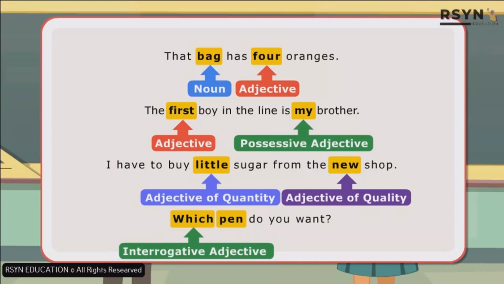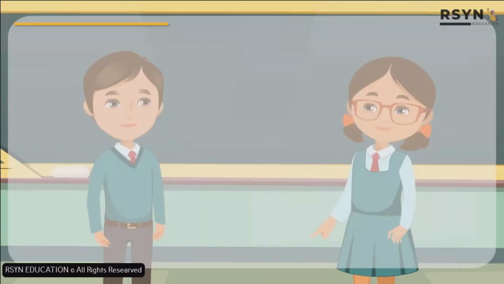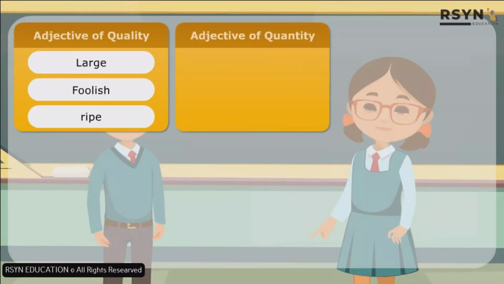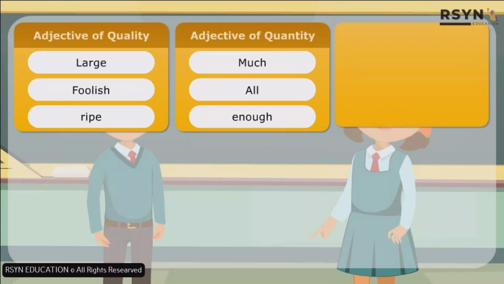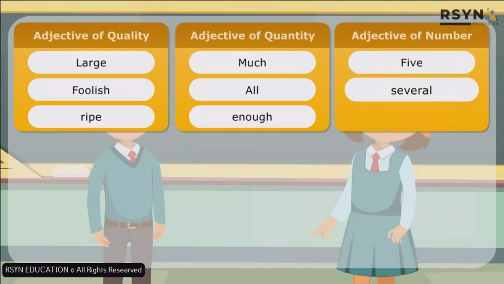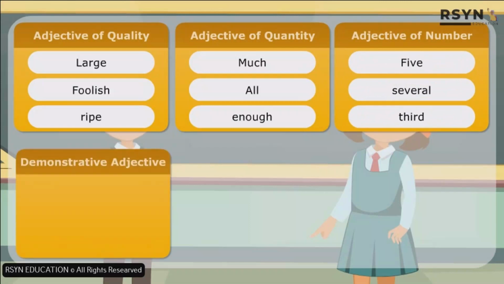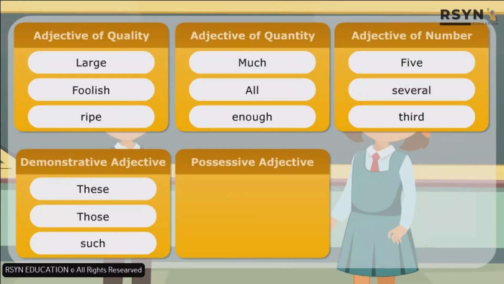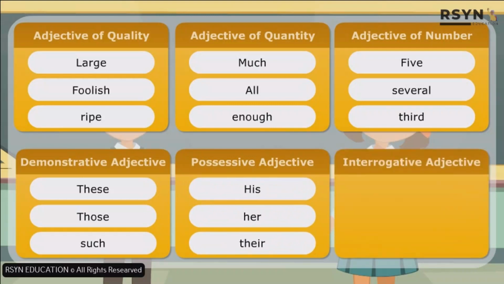Here is a list of some different kinds of adjectives. Adjective of quality: large, foolish, ripe. Adjective of quantity: much, all, enough. Adjective of number: 5, several, third. Demonstrative adjective: these, those, such. Possessive adjective: his, her, their. Interrogative adjective: what, which, whose.